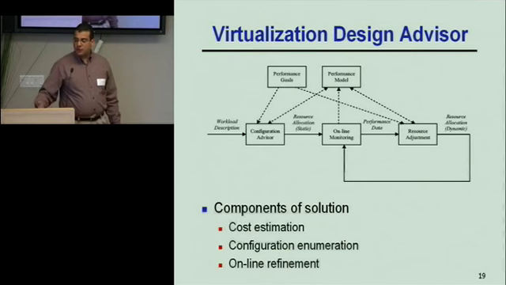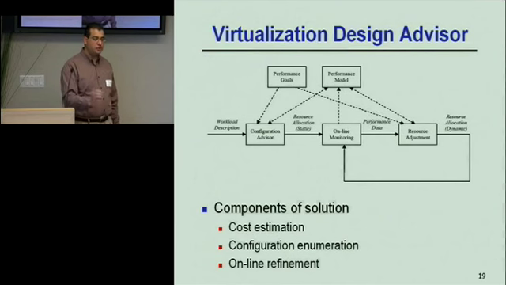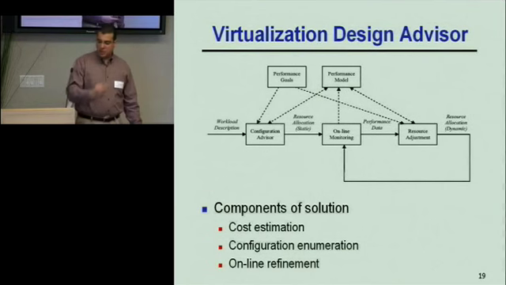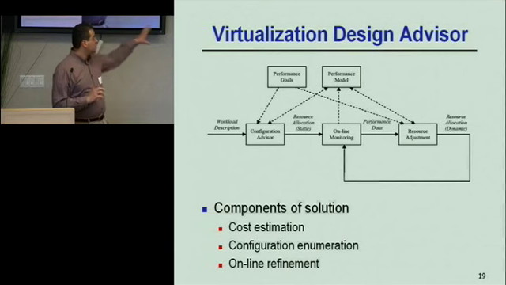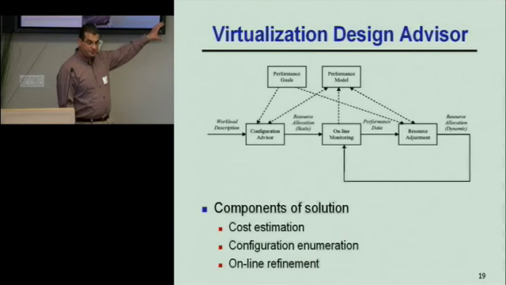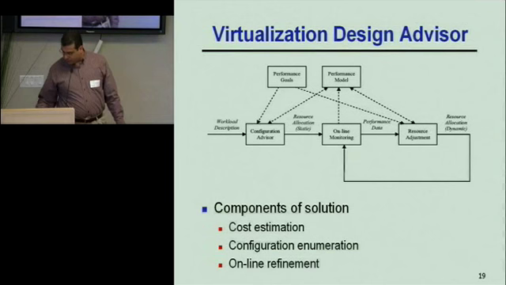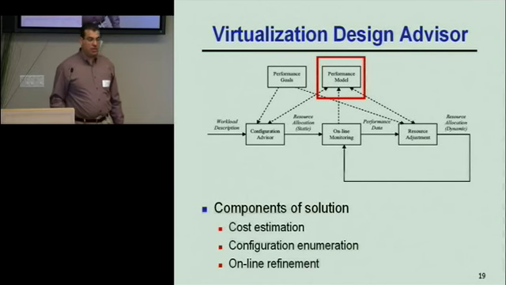Okay. Now, based on this performance model, the configuration advisor will come up with a static resource allocation. This is the initial allocation of resources to virtual machines. Okay. Now, if our performance model is inaccurate or if our workload changes, we will need to revisit our resource allocation decisions and refine them online. Okay. In this talk, I'm not going to talk about online refinement. I'm just mentioning it as one of the components of the solution. But I'm going to focus on the performance model and the configuration advisor.